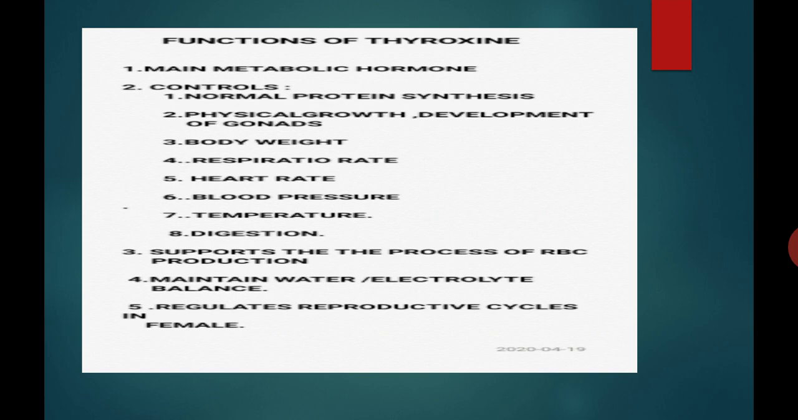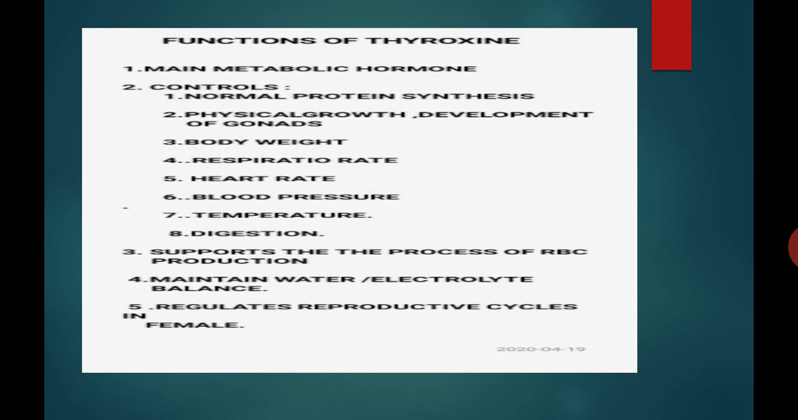Function number 1. It is called the main metabolic hormone. A give-reason question: why is thyroxine called a metabolic hormone? It is called a metabolic hormone because it maintains the BMR, that is, basal metabolic rate. How does it maintain the basal metabolic rate? It maintains it by increasing glucose oxidation and energy production in the mitochondria. This is also called the calorigenic effect.